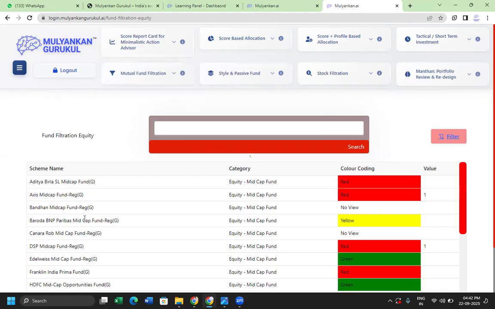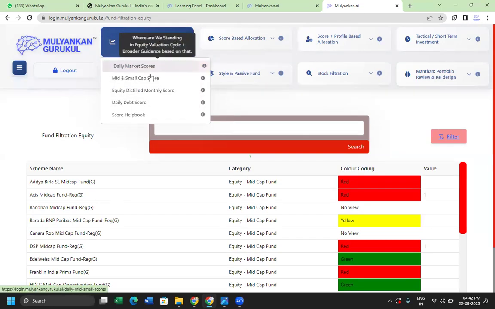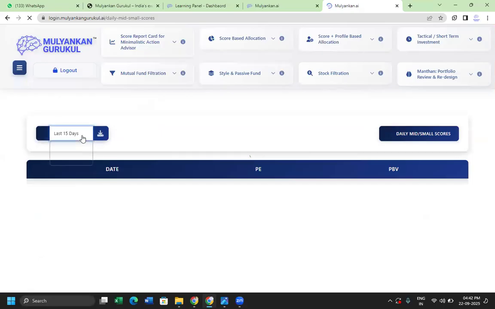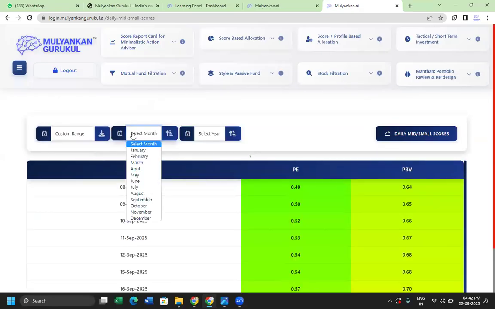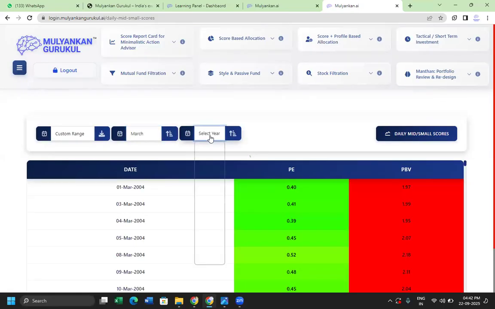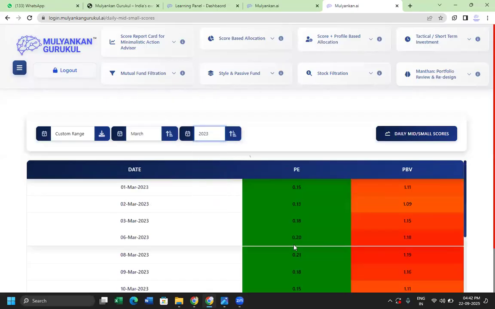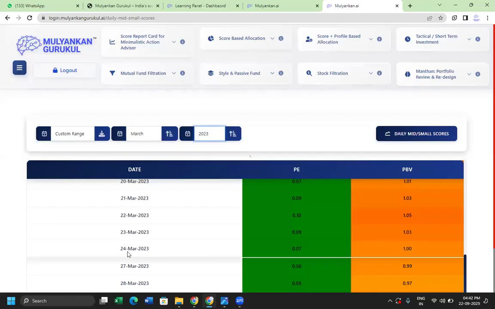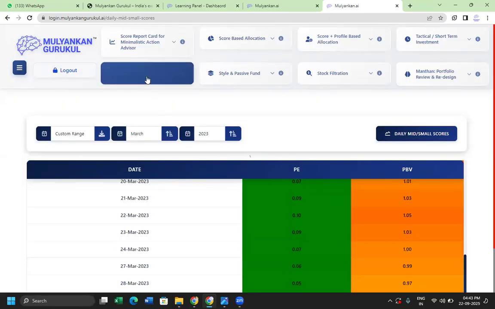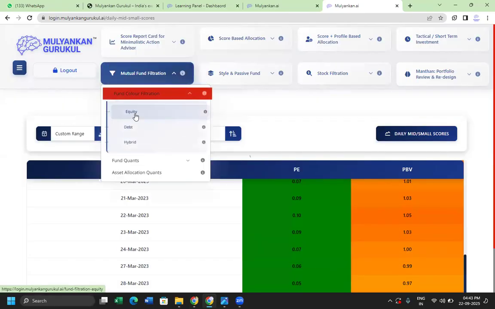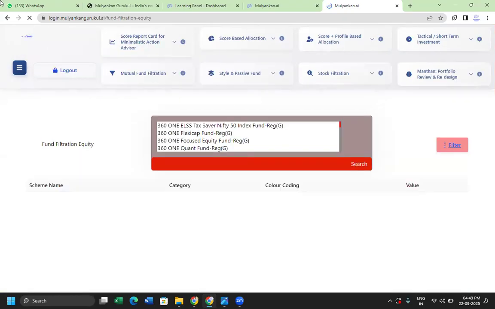Sure, okay, sir. Thank you. Ashish sir, as you told, if you want to book the profits, you just check the red coding zone. So suppose the mid small cap score, custom range, let's say March 2023. Now the score is itself telling you that this is the time to go to the mid and small cap. So even if in mutual fund filtration it is telling you these are the red funds, you will not take out those red funds.